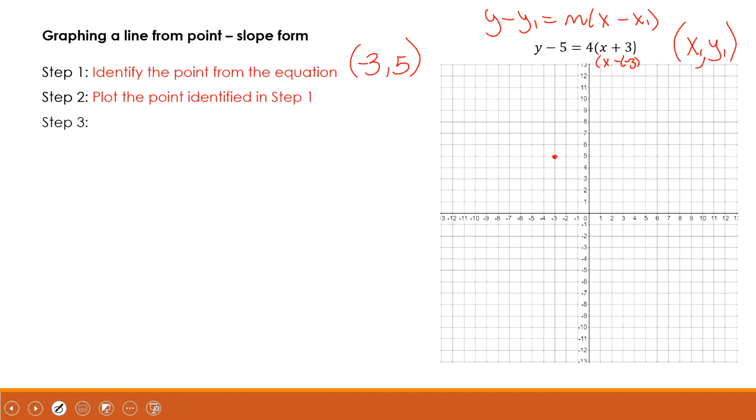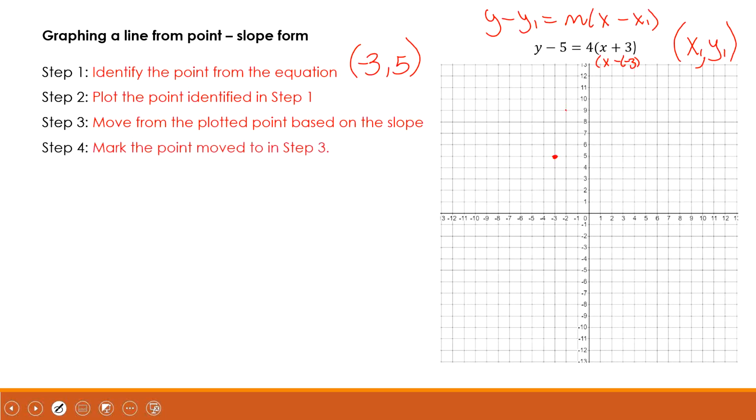Okay, now just like always, we're moving based on the slope from that plotted point. So it's not from an intercept, it's from that point. We're moving by the slope. My slope in this example is 4, so it's 4 over 1. So I go up 4 to the right 1. I'm going to have a second point, it looks like, at negative 2, 9, and we mark that point. So here's my second point for my equation to graph my line. This is making sense.